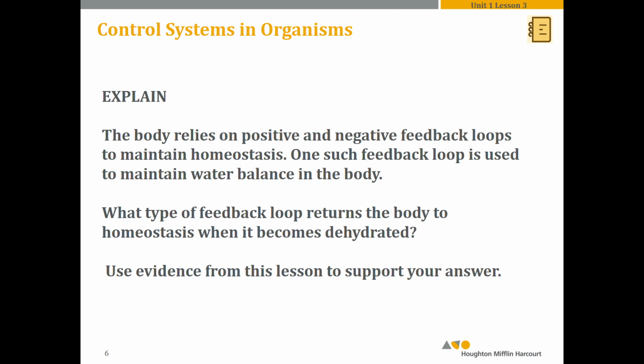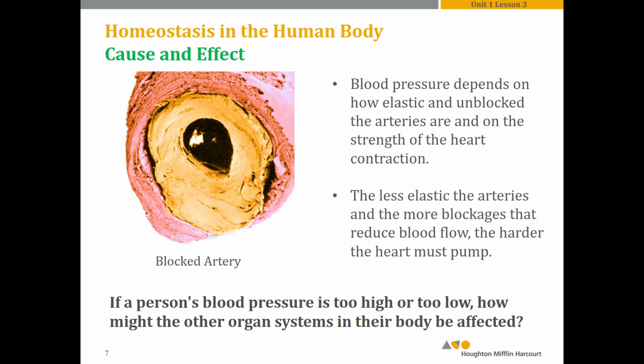Here we have an example. The body relies on positive and negative feedback loops. What type of feedback loop returns the body to homeostasis when it becomes dehydrated? For example, when we are staying in a hot environment outside and our body gets dehydrated, the stimulus from the external environment will make us feel more thirsty, which is the response, and it enables us to maintain the normal amount of water in our body. It is like cause and effect.